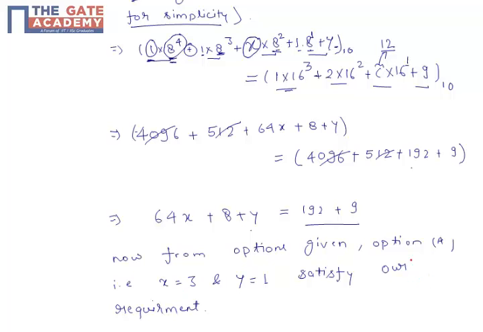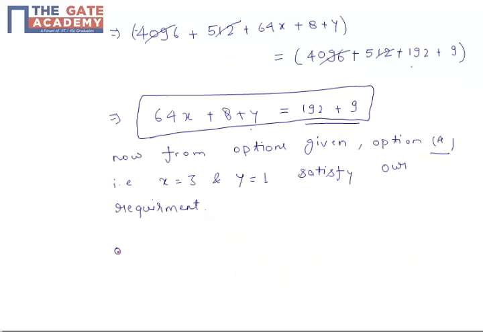Here, choosing option A, which is x equal to 3 and y equal to 1, and putting it into this equation, we see that our condition, that is our requirement, is satisfied. So option A, that is x equal to 3 and y equal to 1, is our answer. Got it? Thank you.